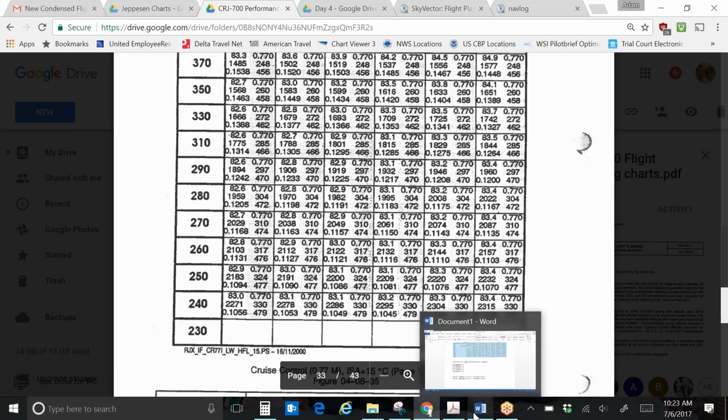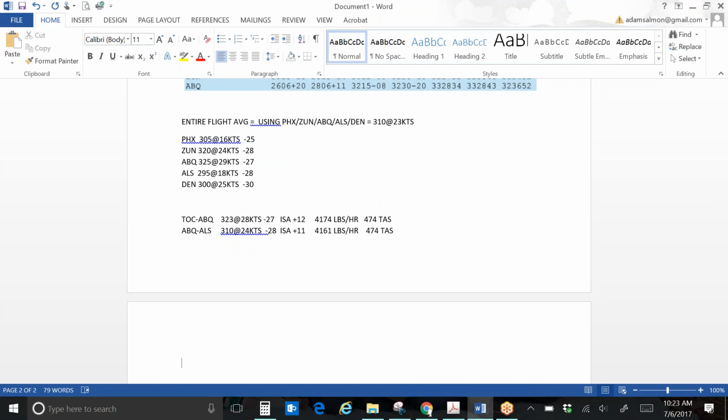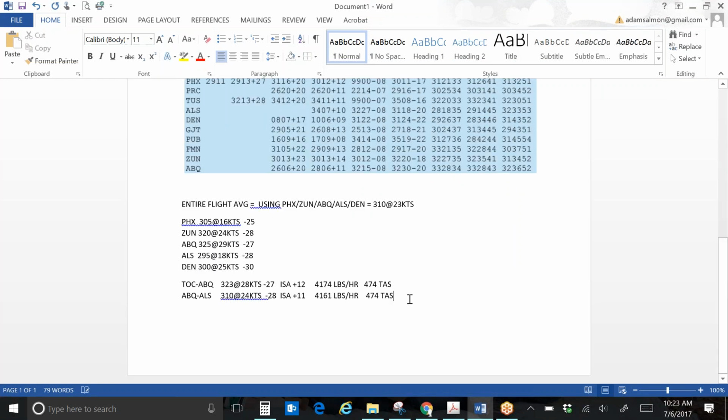So those two things we know. However, let's go figure out our wind first. Let's go Alamosa to Denver. Let me back that up, go right there. Alamosa to Denver, it's going to be 295 and 300, so we'll just call it 298.